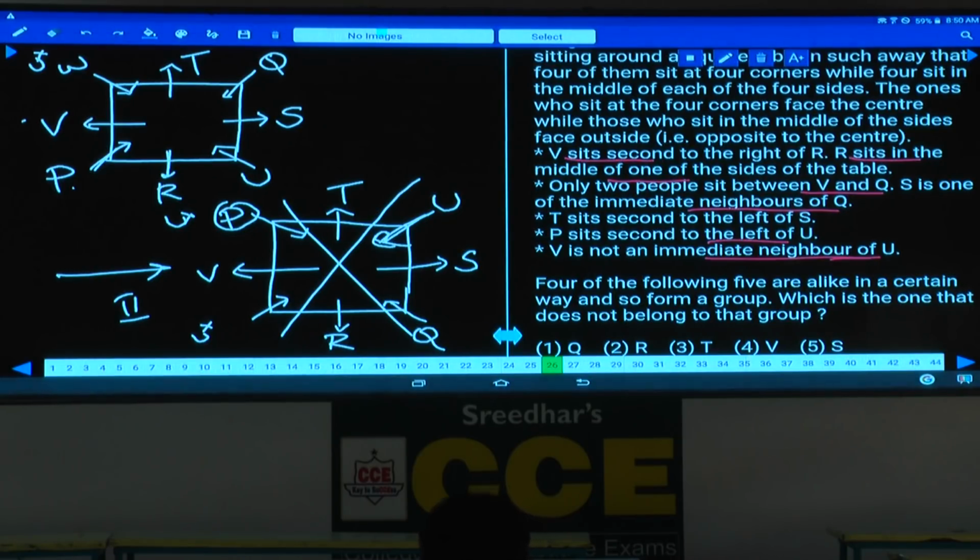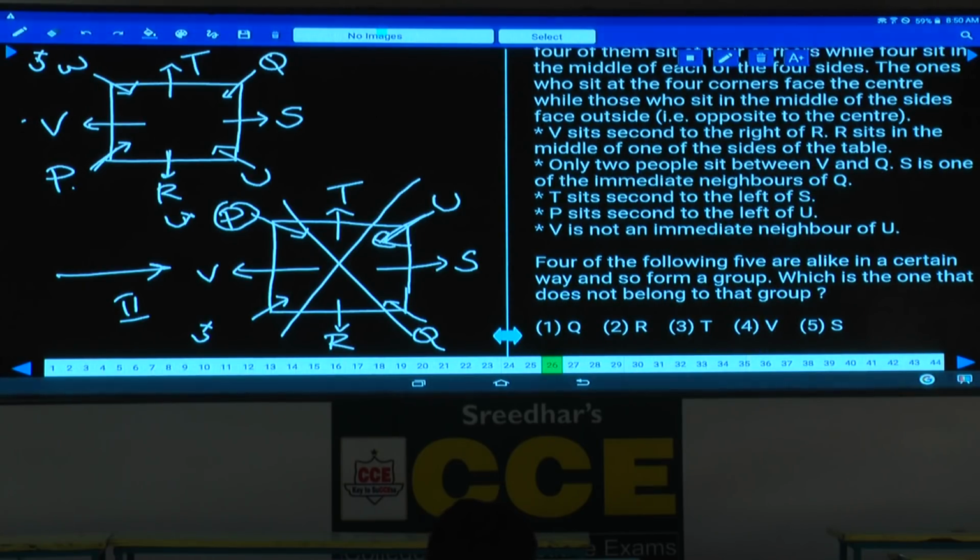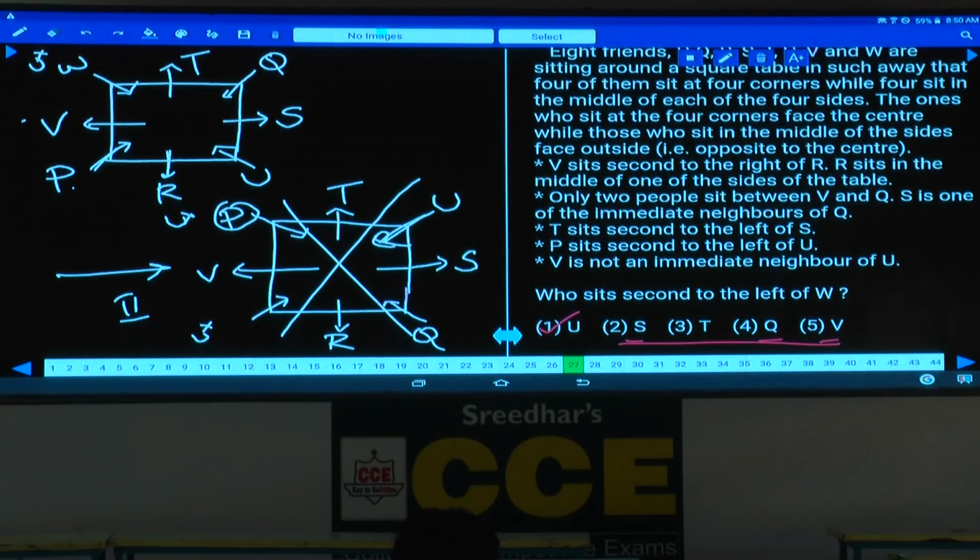Again, four out of the following five. As four out of the following five is nothing but the odd one out. Now in this one, Q, R, T, V and S. Now Q is at the corner, R at the center, T at the center, V and S at the center. R, T, V and S are these four persons seated at the centers of the table, and this Q is seated at the corner. Hence choice 1. Except Q, the remaining persons are at the centers.